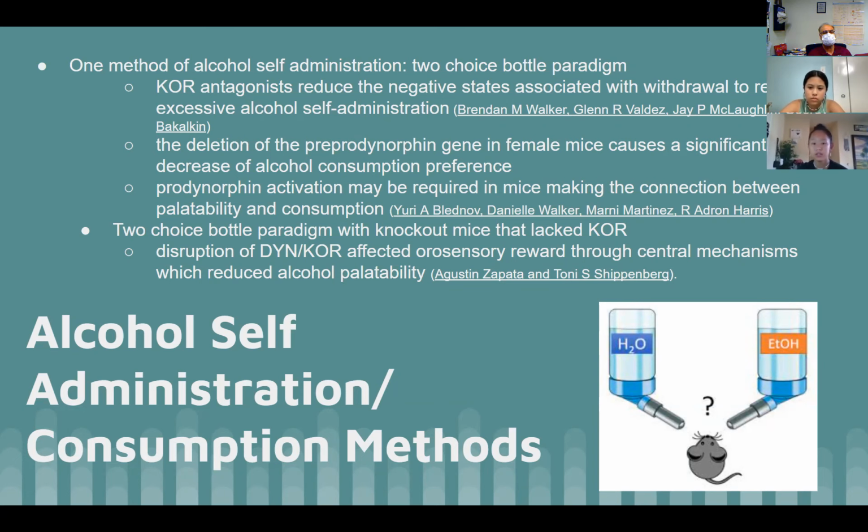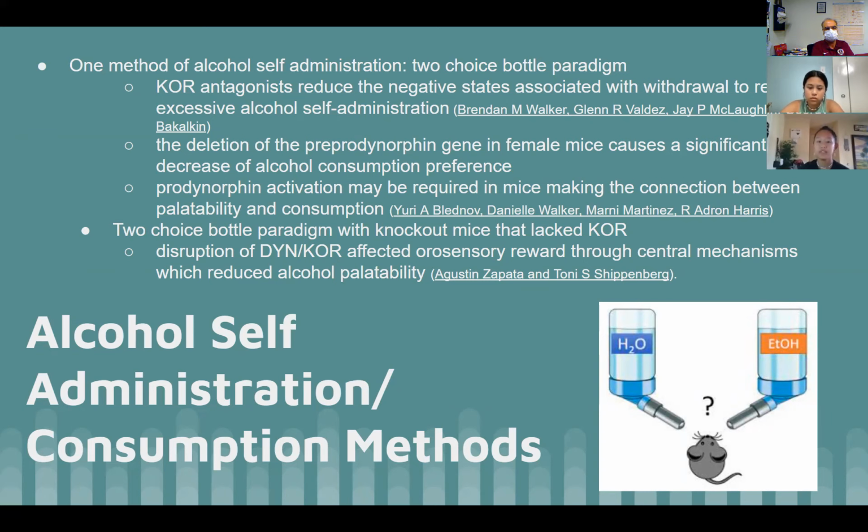Another study that used the two-choice paradigm showed how the deletion of the prodynorphin gene in female mice causes a significant decrease in alcohol consumption preference. Additionally, prodynorphin activation may be required in mice, which makes a connection between palatability and consumption. There was also a similar study to the one just mentioned, this one using KOR knockout mice, in order to examine the effects of opioid receptors on oral alcohol self-administration.